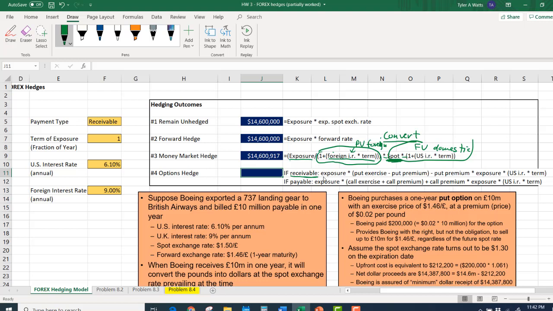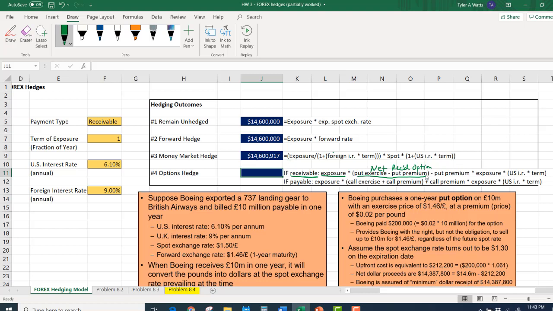Okay, so we're going to start with the exposure, the amount of foreign currency we're getting in this case with receivables. Then we're going to multiply that by the put exercise price minus the put premium. This would represent the net received from the option.